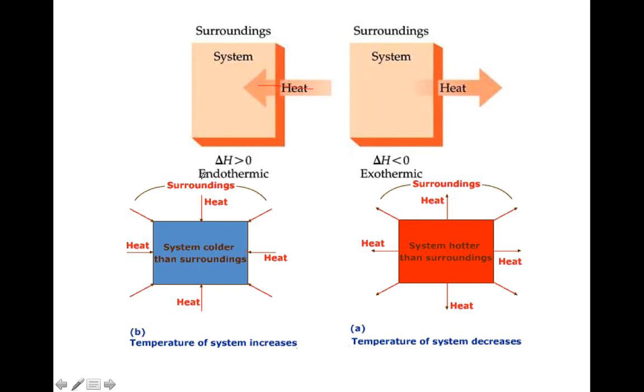Therefore, we say it's endothermic. Heat is going into the system. We also can denote that with another term, which is called the delta H, or the change in heat, which is going to be greater than 0, or a positive number. So if you see a delta H that is a positive number, that means that it's endothermic.